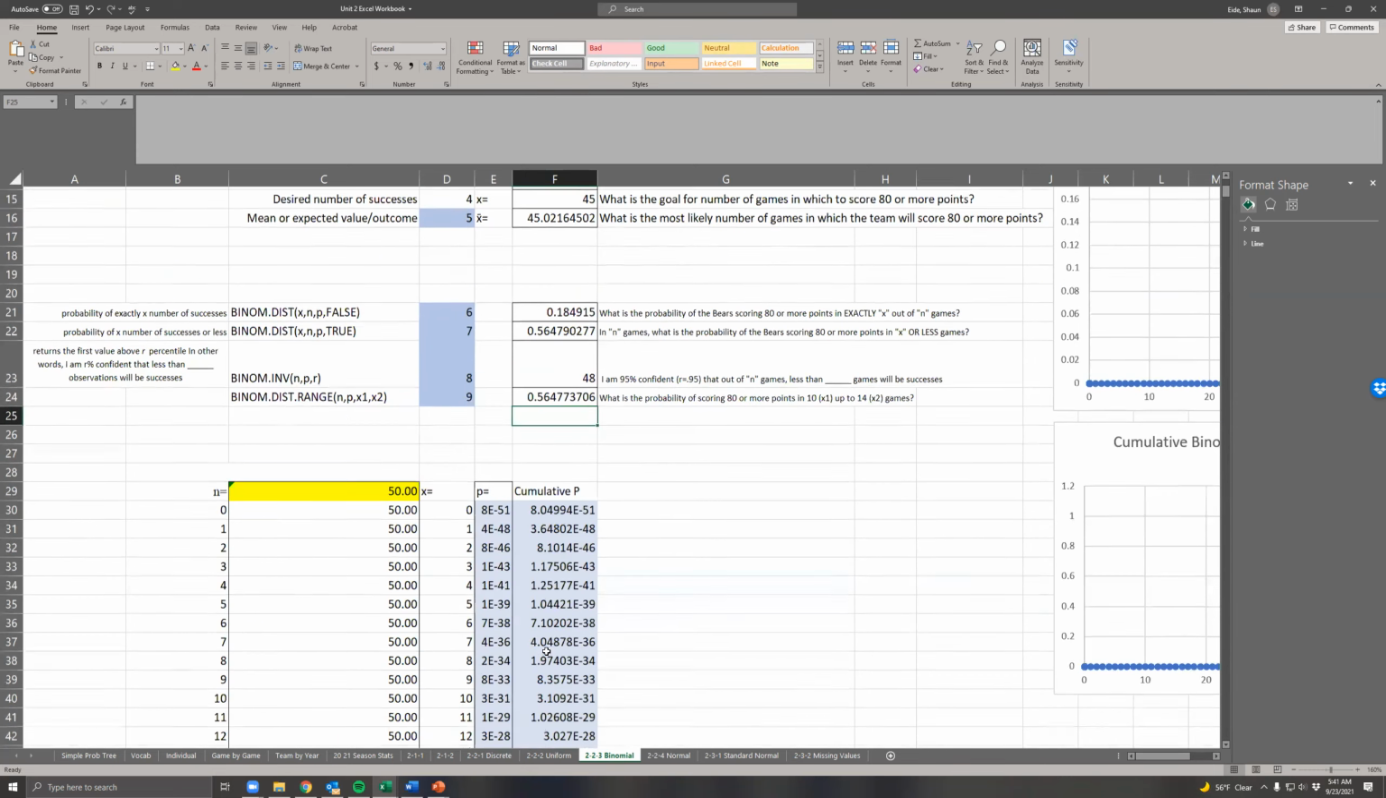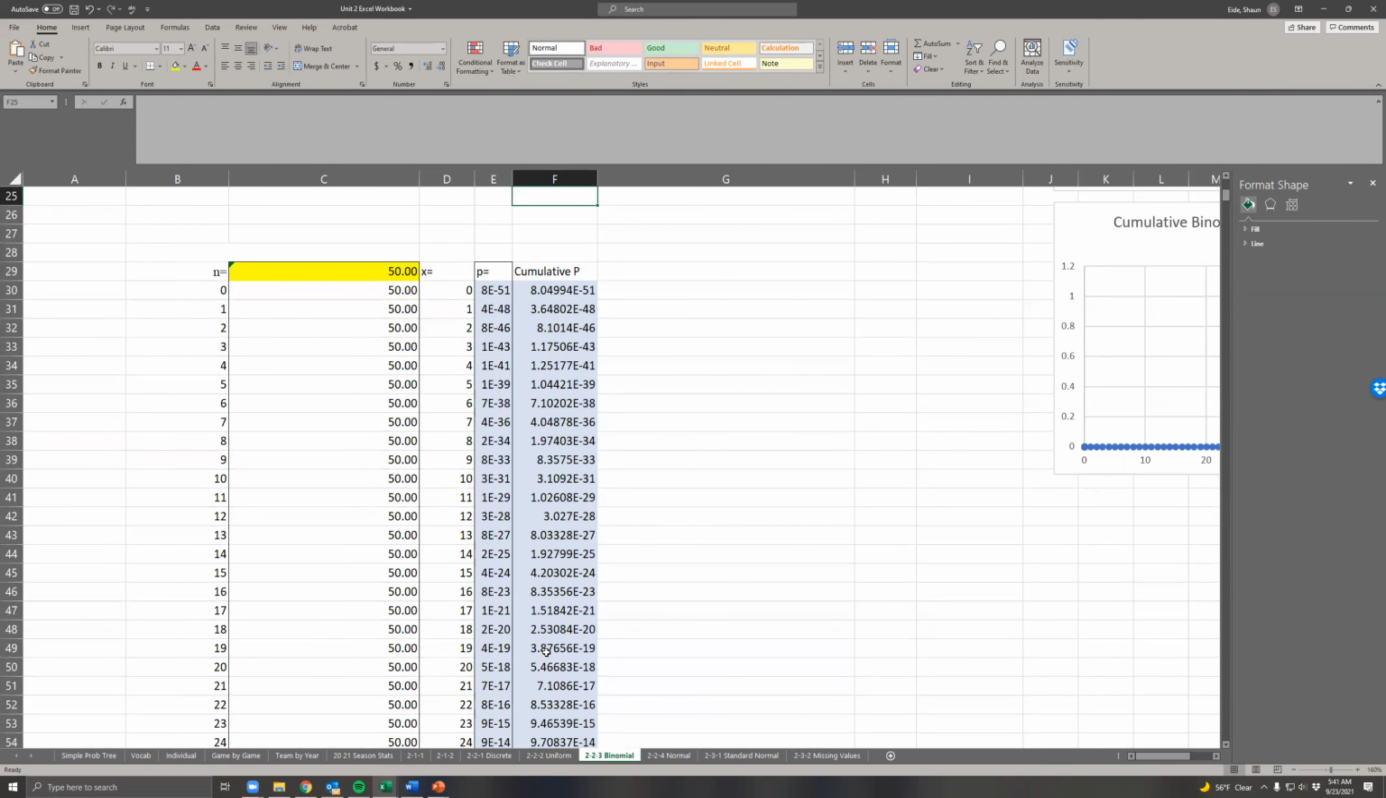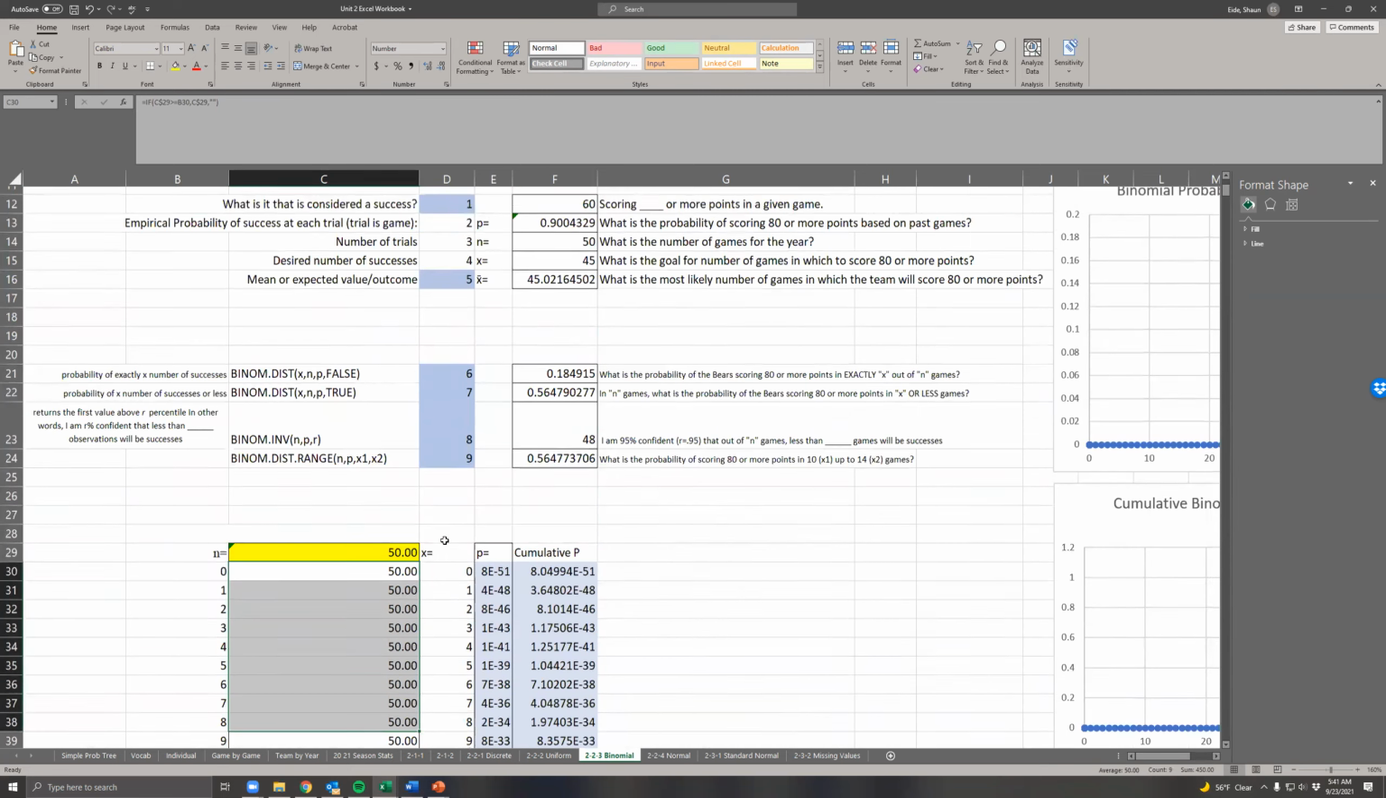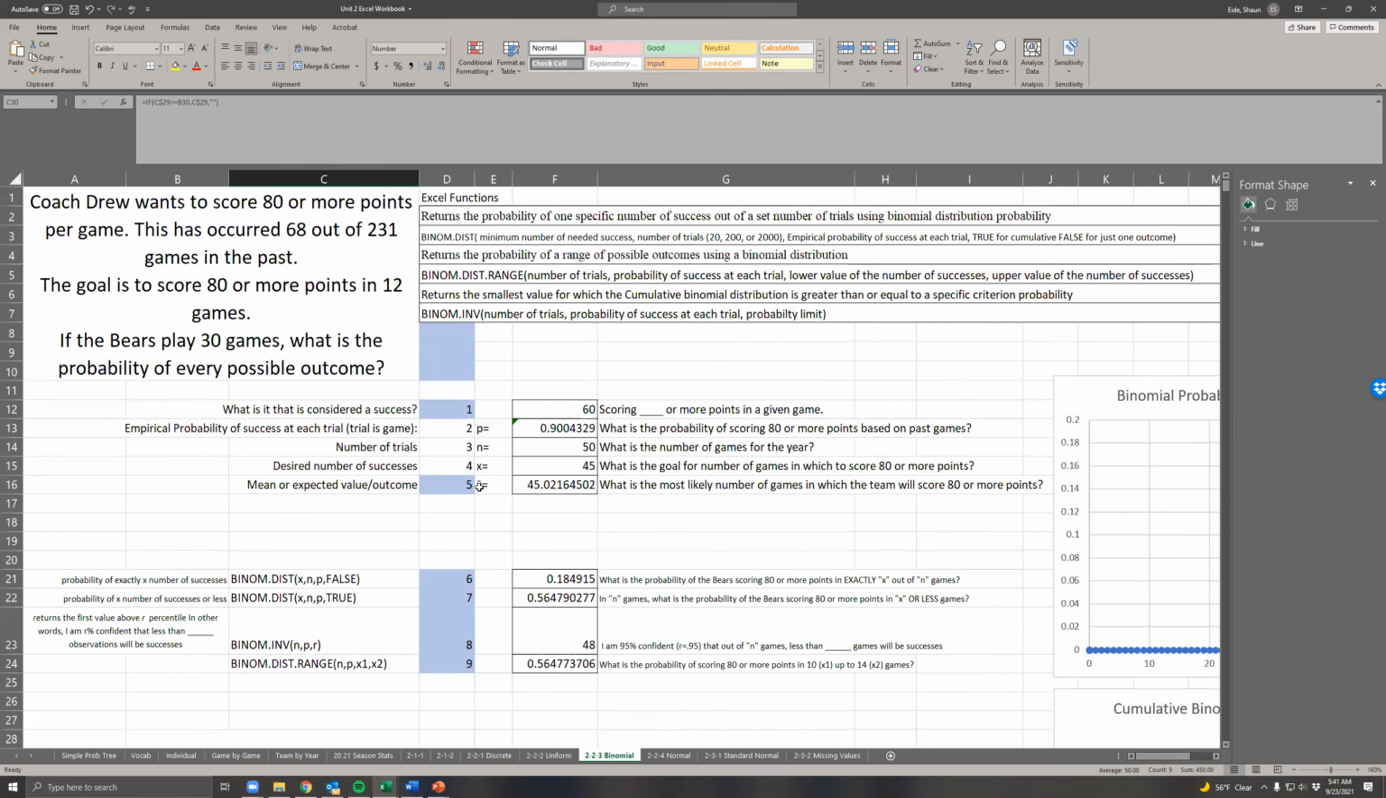And I also have this wonderful information down here. You could actually have the cumulative probability, the probability of success at each individual trial, the number of successes, and all of this is calculated automatically by the information that you put in here.